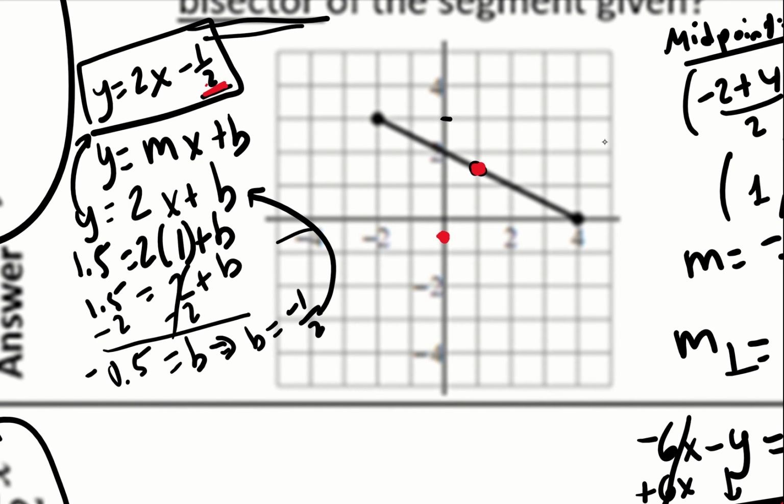Let's go ahead and find some more points here. 1, 2, and then 1 to the right. And then we'll do this down here as well. 1, 2, 1 to the left this time so that we can make our line. And that's how our perpendicular bisector looks. We can see that it cuts this at a 90-degree angle, and it cuts this in half, which is the whole point of a perpendicular bisector.